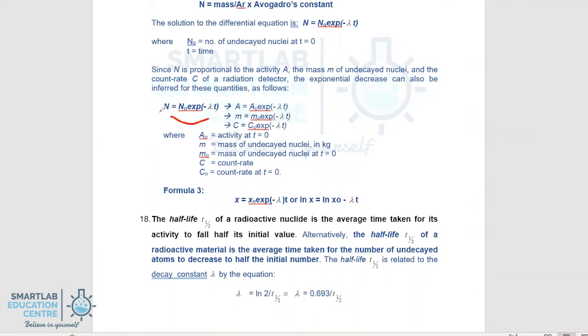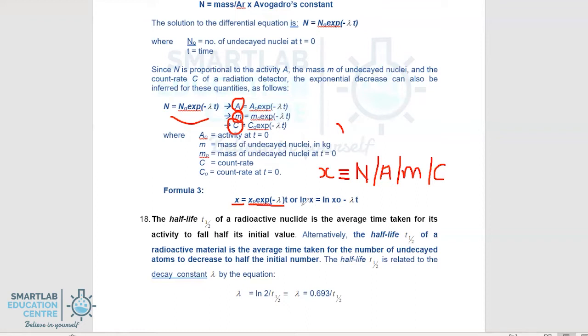And bear in mind that N can also be replaced with activity, or replaced with the mass of radioactive atoms, or C, where C is the count rate, and the count rate is determined by a radioactive sensor that tracks the number of disintegrations or the decay rate. And hence, in the third formula, we'll use X to represent N, the number of radioactive nuclei, A, the activity, M, the mass of the radioactive nuclei, or the count rate displayed by a radioactive sensor. X equal to X naught e to the minus lambda t.